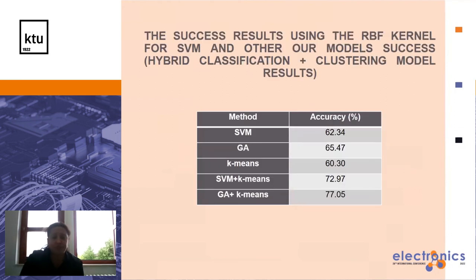The successful result is using the RBF kernel SVM, genetic algorithm, K-means, and classification and clustering in the first hybrid model with the genetic algorithm and K-means. It is calculated by the average of the correct and normal behaviors found here, and the types of attack that can be prevented with the model we propose.